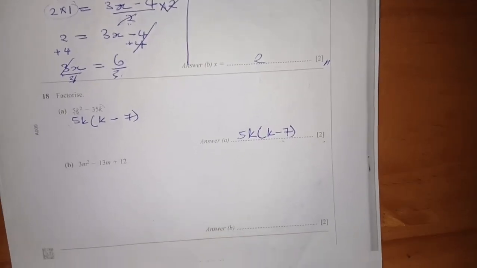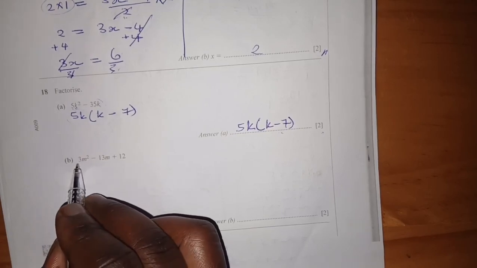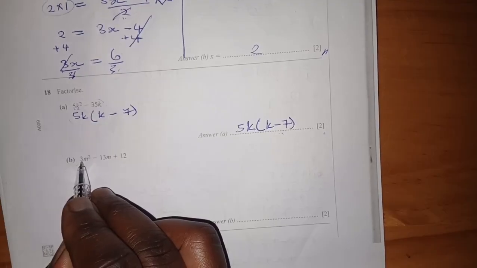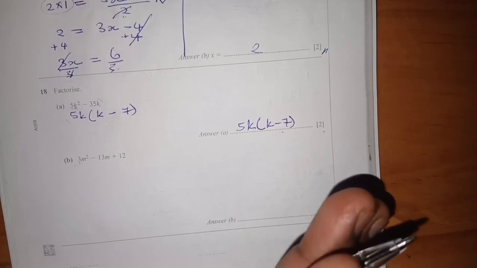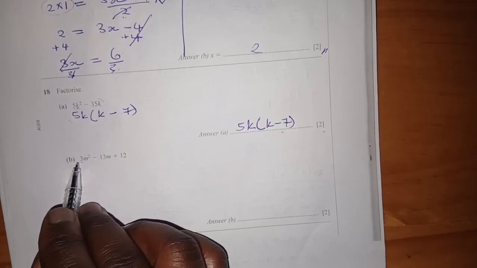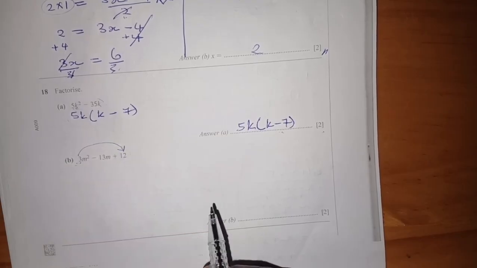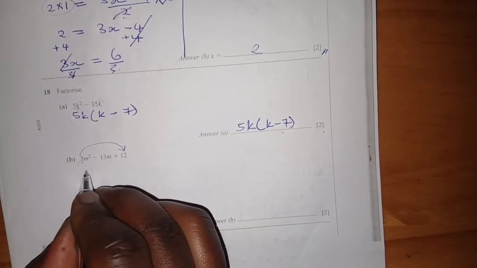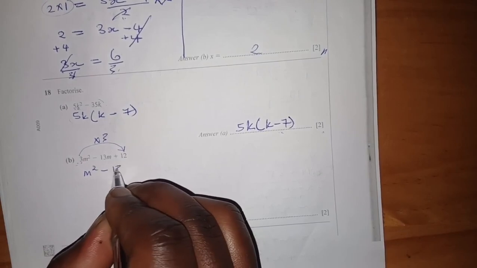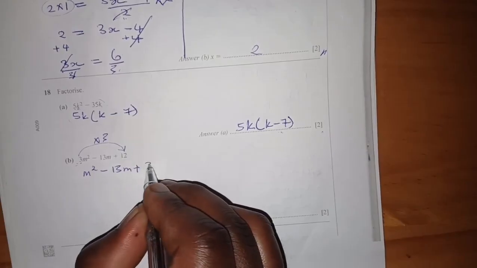Now we have this other question here. Unlike the question we've just done, this one has a 3 here. So for some of us it becomes confusing to easily find the factors. So what we normally do, we say take this number, multiply here, then you will have your m squared minus 13m plus 3 times 12 is 36.